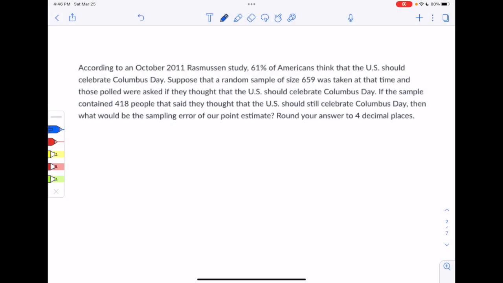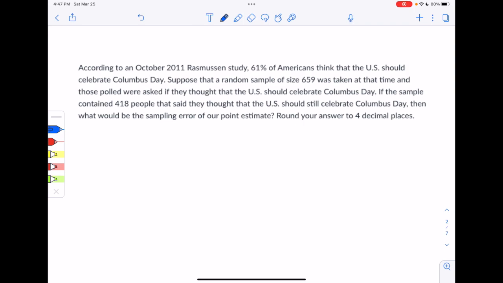This one is from section 7.1. According to an October 2011 Rasmussen study, 61% of Americans think that the U.S. should celebrate Columbus Day. Suppose that a random sample of size 659 was taken at that time, and those polled were asked if they thought the U.S. should celebrate Columbus Day. If the sample contained 418 people that said they thought that the U.S. should still celebrate Columbus Day, then what would be the sampling error of our point estimate? Round your answer to 4 decimal places.